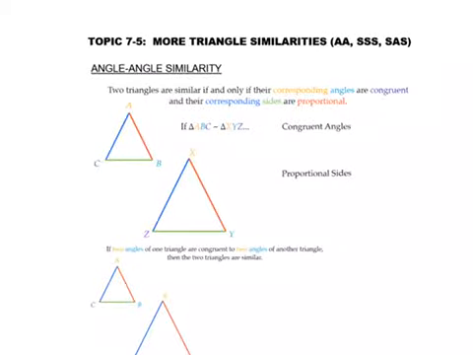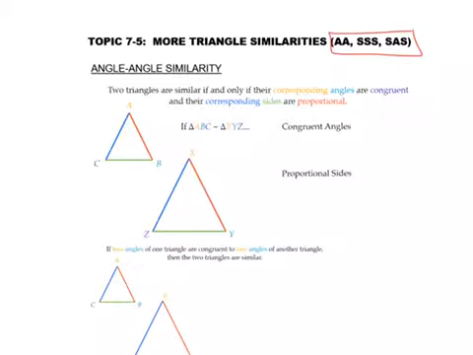So remember, we're talking triangle similarities: angle, angle; side, side, side; and side, angle, side. These are the 3 similarity properties that you can use. 2 triangles are similar if and only if, meaning these 2 things absolutely have to happen. So their corresponding angles have to be congruent and the sides have to be proportional.